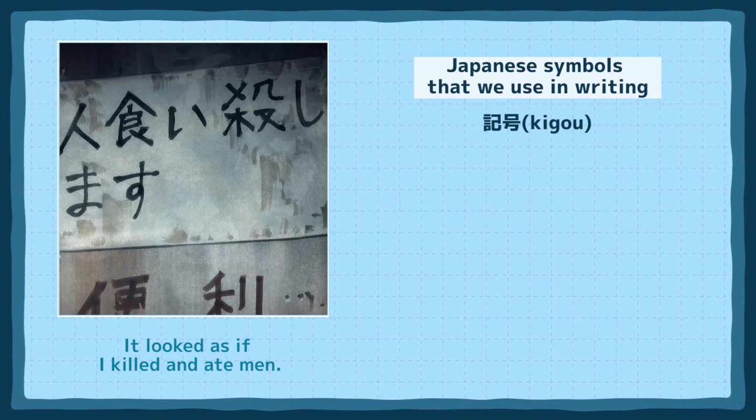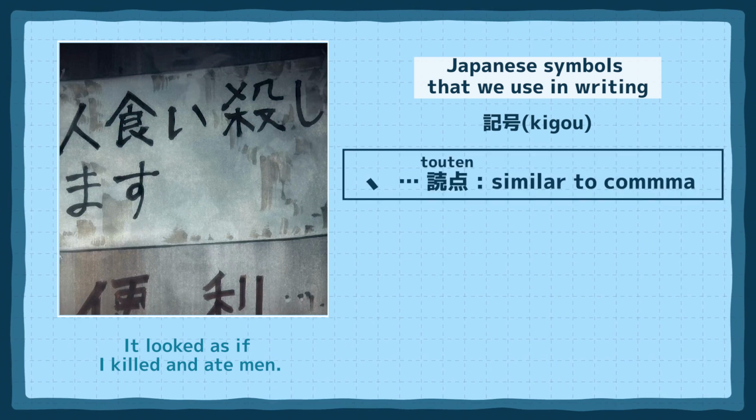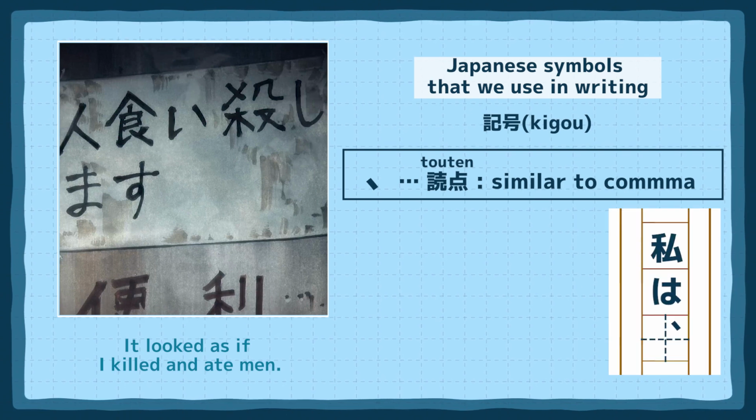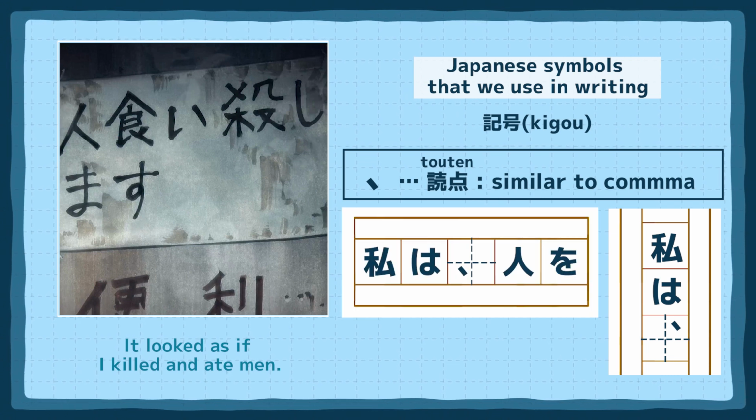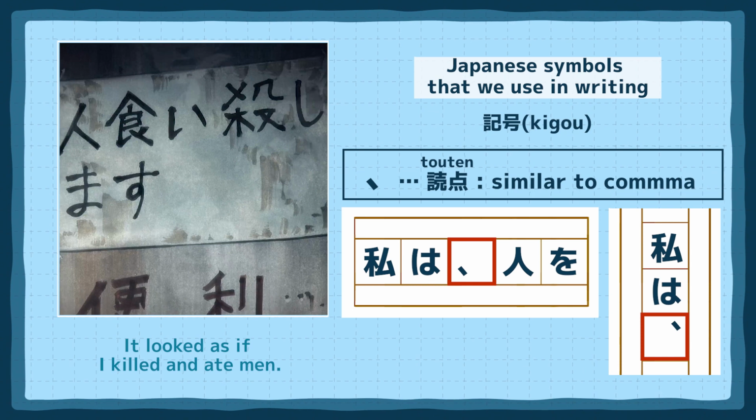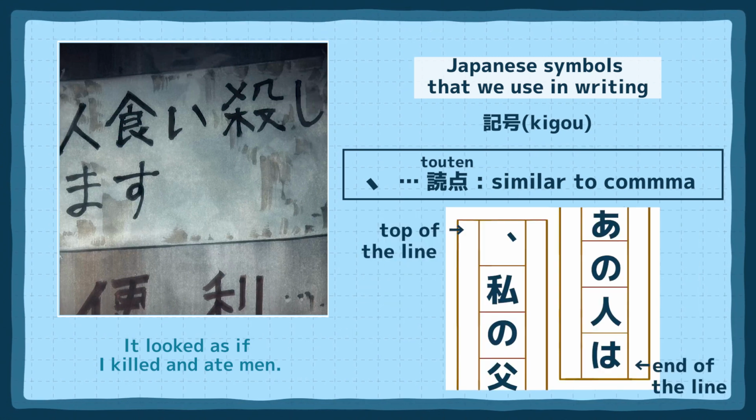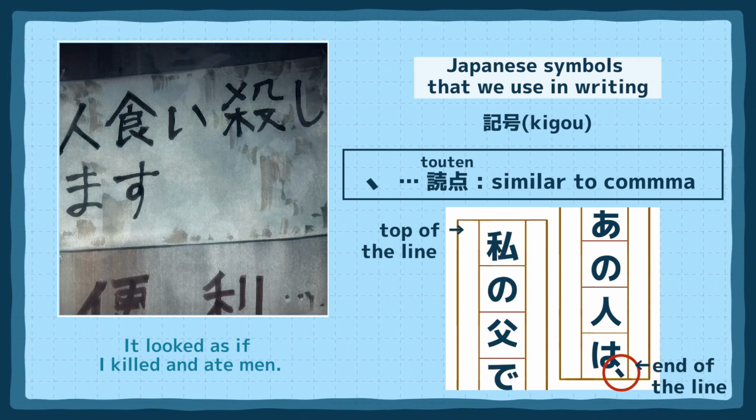We call them kigo. The first one, touten. The same as a comma. In vertical writing, you place it at the upper right. In horizontal writing, bottom left. About placing kigo, you have to count them as one character, so assign them each a box. As a basic rule, you don't place a kigo and a character in the same box, but there is one exception, which is the end of the line. You can't place the kigo at the top of the line, so if that happens, you have to squeeze the kigo and character together in the last box of the previous line.